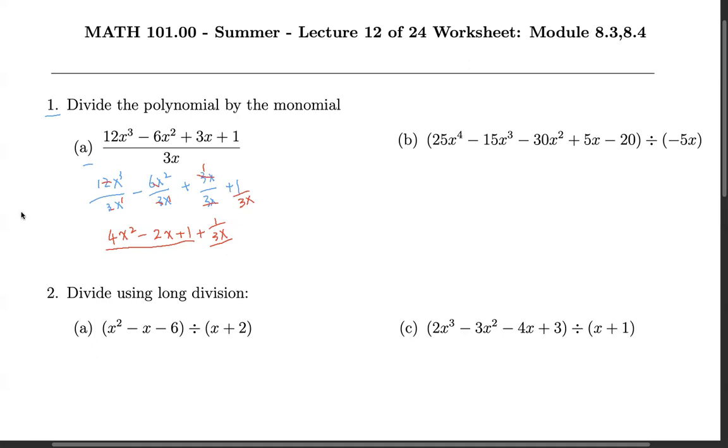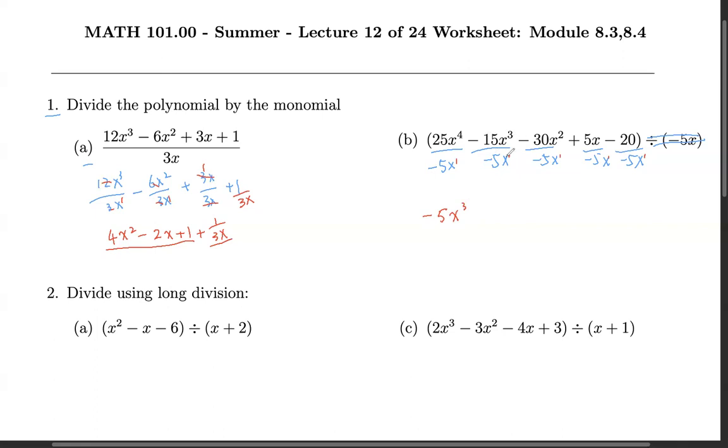Now let's see B. B is the same thing. We're just dividing by negative 5x. So we will divide, let me write this one. We divide everyone by negative 5x, so I can cross this off. So it's the same as dividing everyone by negative 5x. So 25x raised to 4, positive divided by negative, we get negative. 25 divided by 5, that's 5. X raised to 4 divided by x, that's x raised to 1, by the way, okay? Always imagine that's exponent 1. 4 minus 1, 3. So negative 5x cubed.